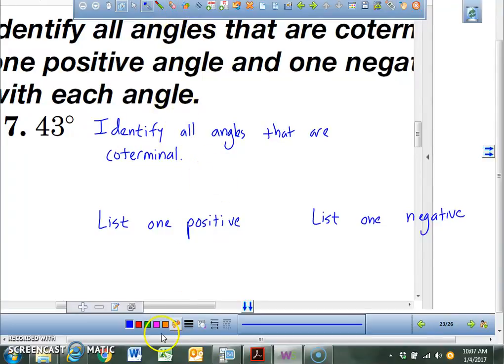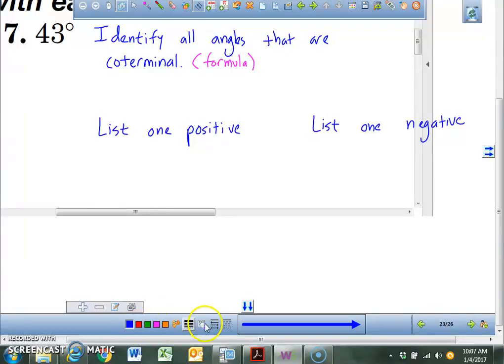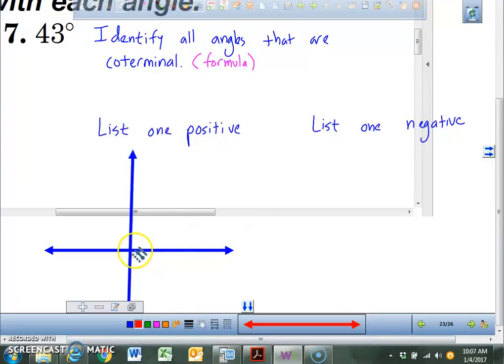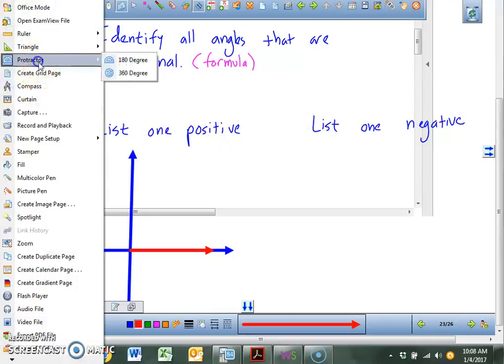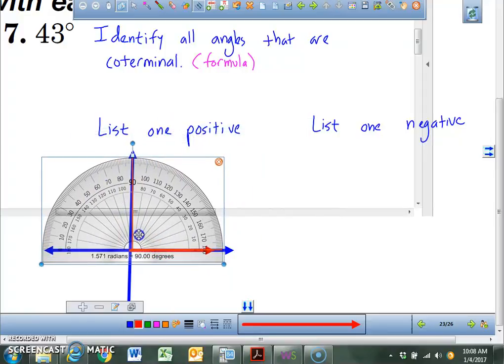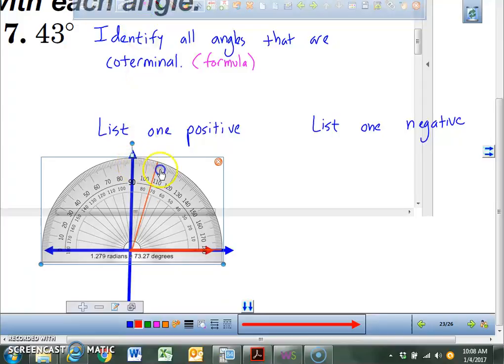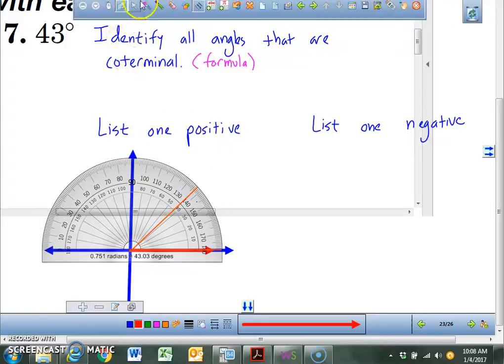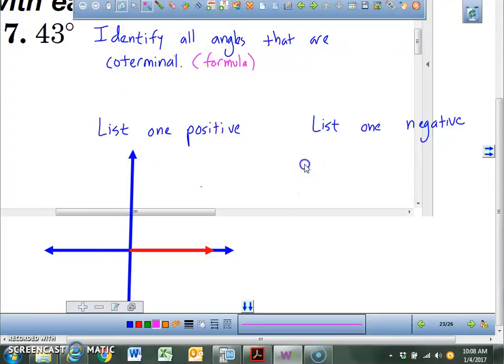Okay, so we're going to create a formula. This part is going to be simply a formula that you could use to find an infinite number of coterminal angles. Okay? By the way, where are we starting at right here? We're starting at 43 degrees. In your journal, we're going to draw a picture of a 43 degree angle. So I'm going to make it x-axis, y-axis. I'm going to do my best to draw a 43 degree angle. And if only I had a compass. Go. There's about a 43 degree angle.